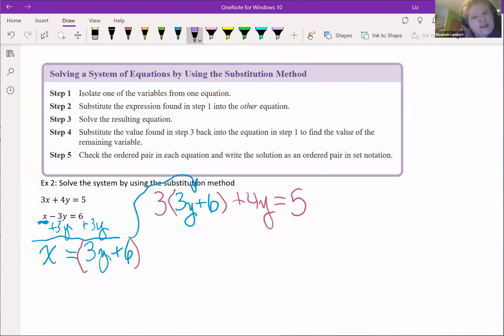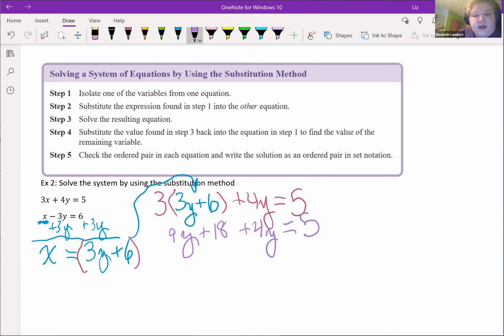So the 3 on the outside means we have to distribute that 3 through both terms. This is why you always substitute with parentheses, because if you didn't put the parentheses, you'd probably remember to do 3 times 3y, but you might forget to do it to the 6, and there goes the rest of the problem. So 9y plus 18 plus 4y equals 5.